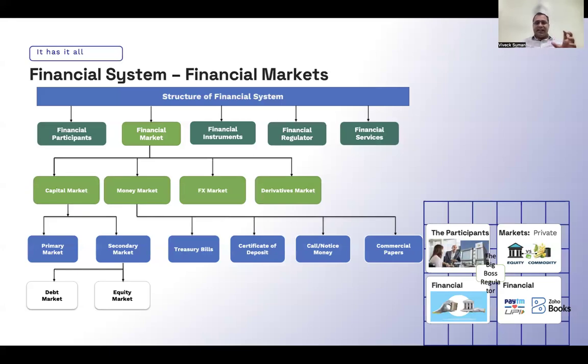We looked into markets. There are different markets: capital market, money market, foreign exchange market, and derivative markets. Of course, in capital market, you have primary, which is IPO. We talked about the Swiggy case. And then there is the secondary market. After they got listed, all their employees also became millionaires.